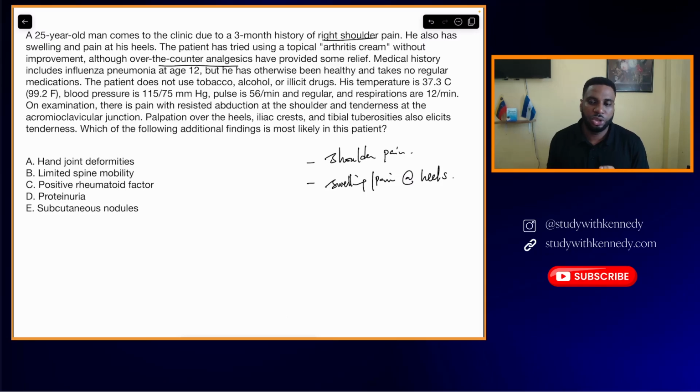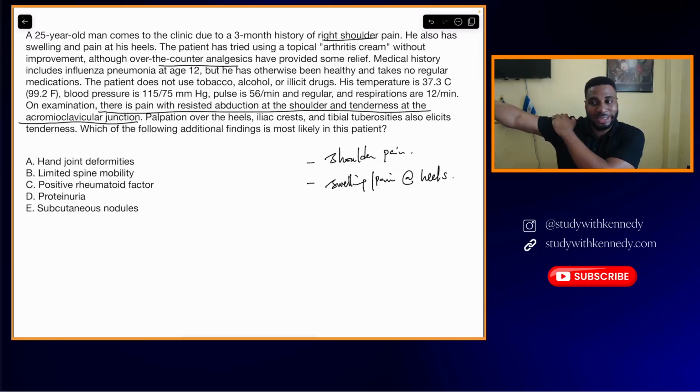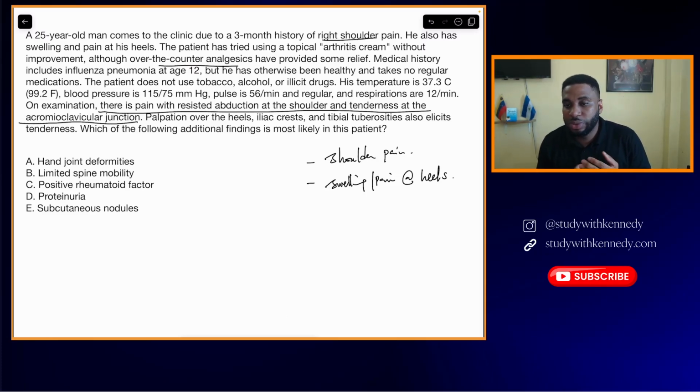On examination, there is pain with resisted abduction at the shoulder and tenderness at the acromioclavicular junction. On examination, there is pain with resisted abduction. Abduction. I hope you remember that abduction is when you pull away from the body. And adduction, A-D-D, versus abduction, right? So there is pain with resisted abduction.